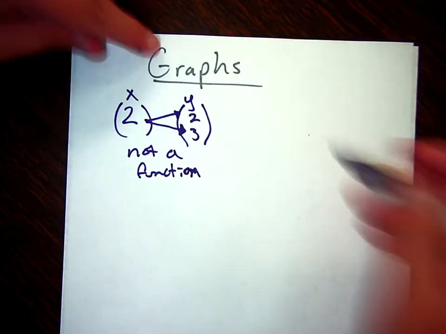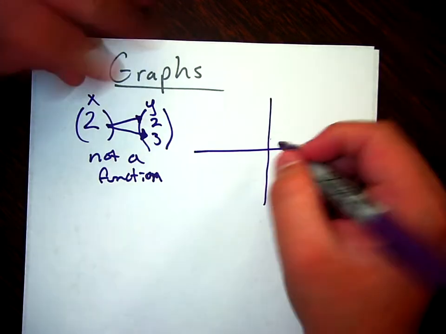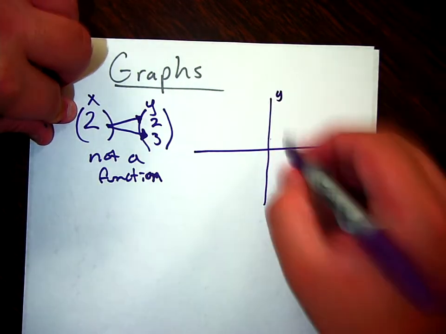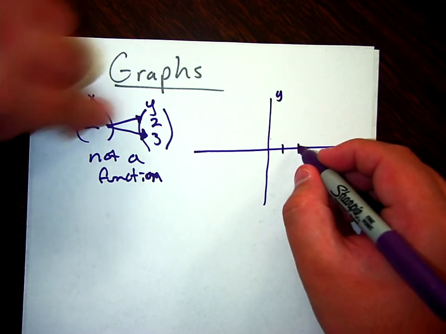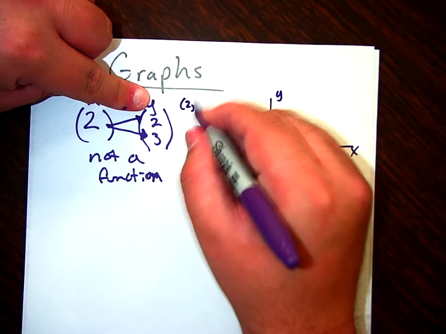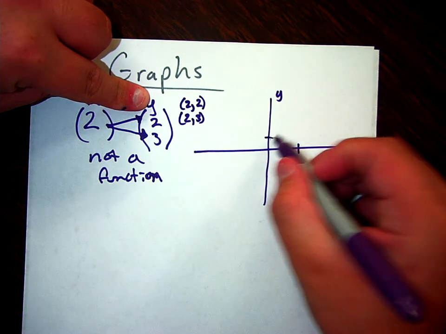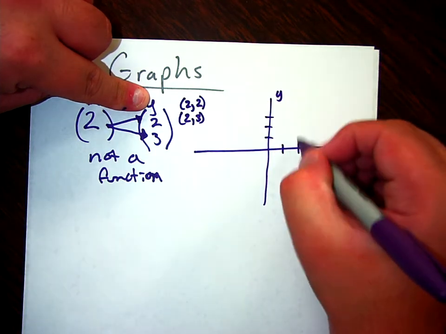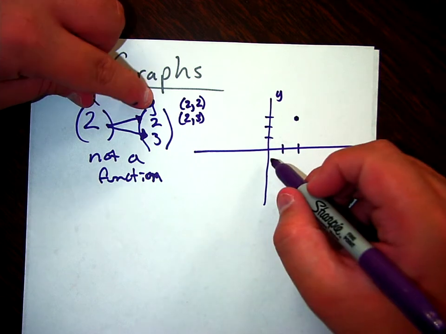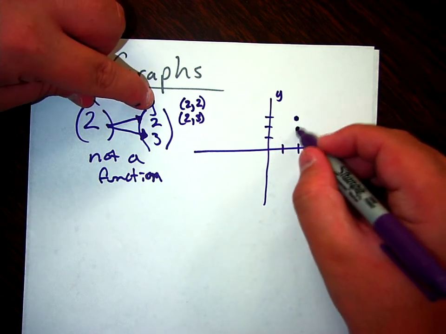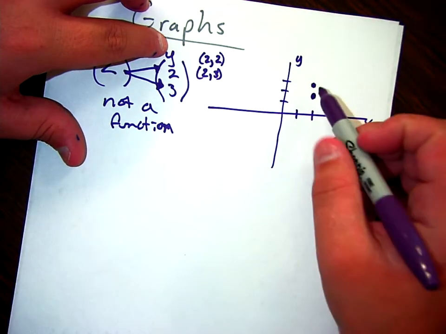Okay, but I also want to look at this in a graph. So what I'm going to do is I'm going to graph this guy. Here's our x, here's our y. At the x value of 2, we have an ordered pair 2, comma 2, and 2, comma 3. At the x value 2, I have an output, or a y value, of 3. And at the x value 2, I have an output of 2. Okay, so there are my two outputs for this one input.